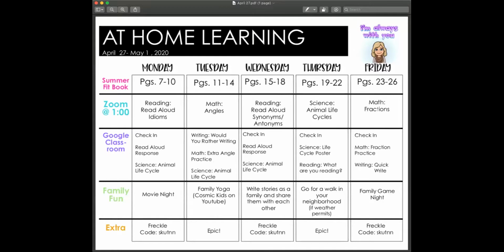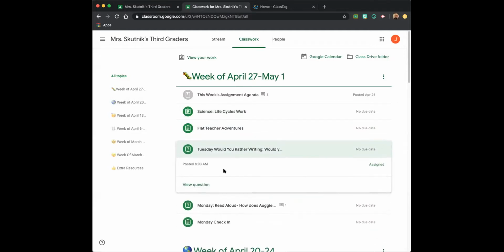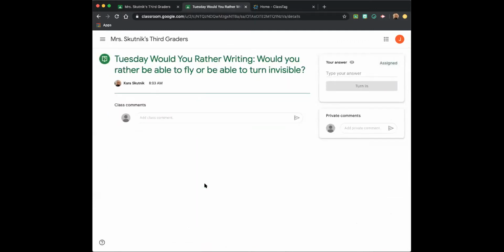from yesterday to finish. What I'm going to do is go ahead and show you the Google Classroom so you can see what those assignments look like. Okay, so today, it's for Tuesday, as of right now, the only thing that's showing is the Would You Rather writing. So they need to tell me, would they rather be able to fly or be able to turn invisible? They would just type their answers in and then click turn in.